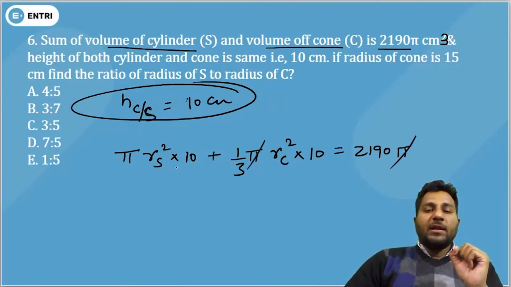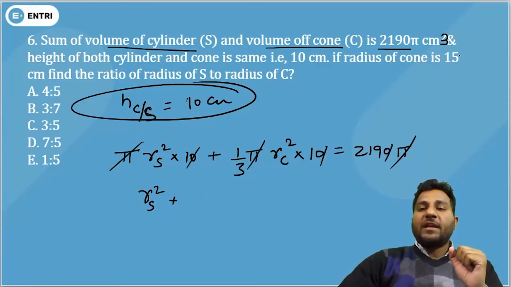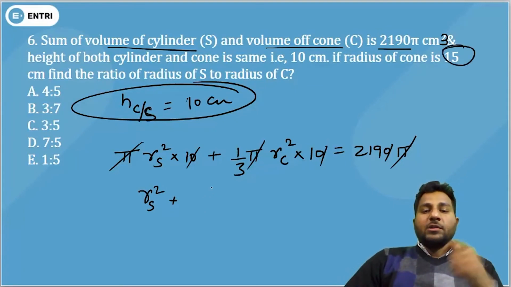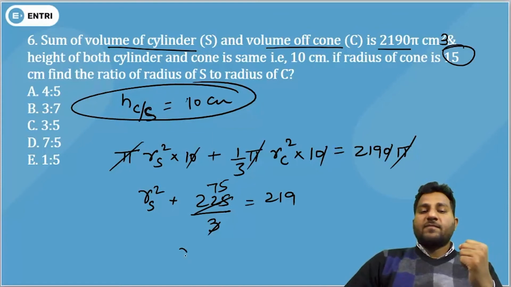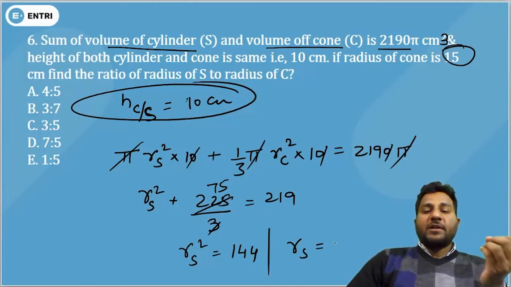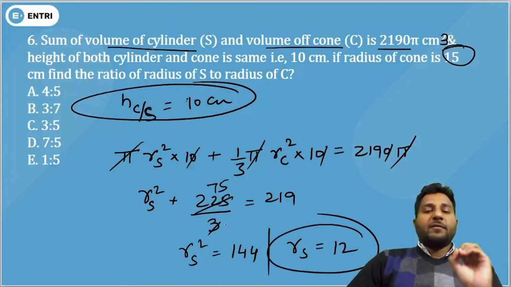So pi will get eliminated, 10 will get eliminated. Okay, so r_s square plus r_c square means 15 centimeter square. So 15 into 225 divided by 3 equals 2190, that is 75. So r_s square is equal to 144. That means the radius of the cylinder will be equal to 12.